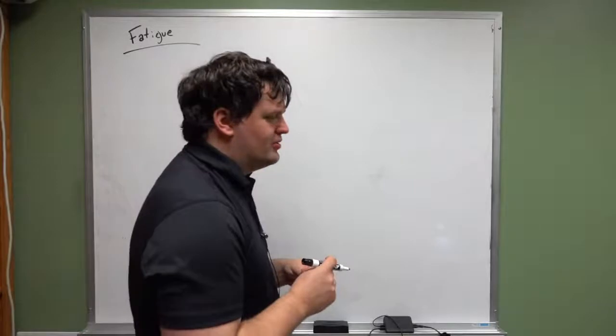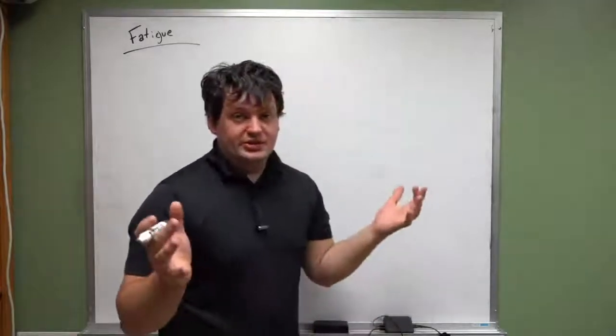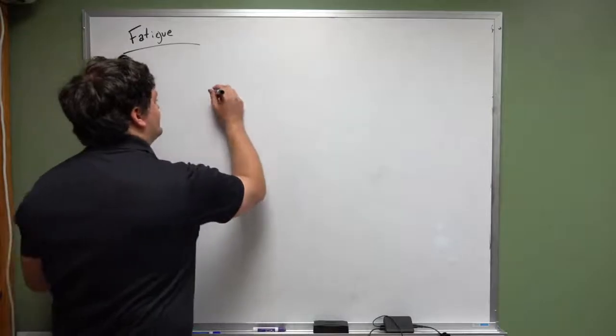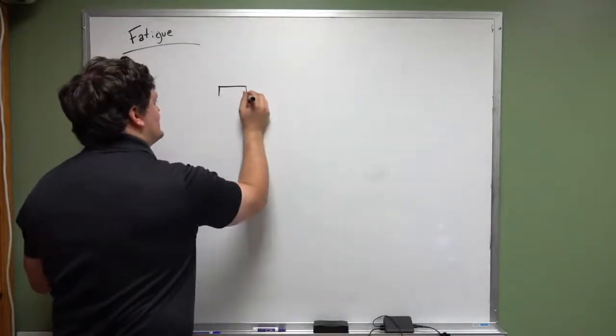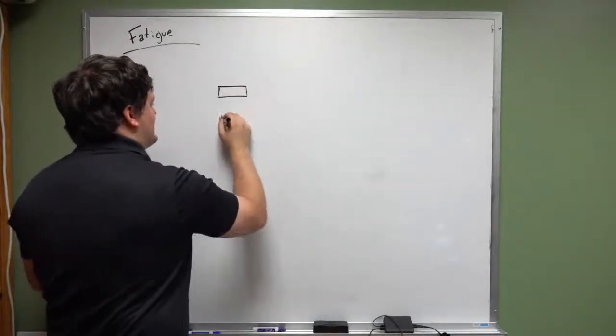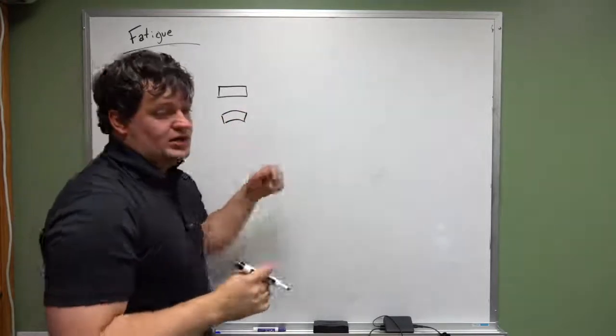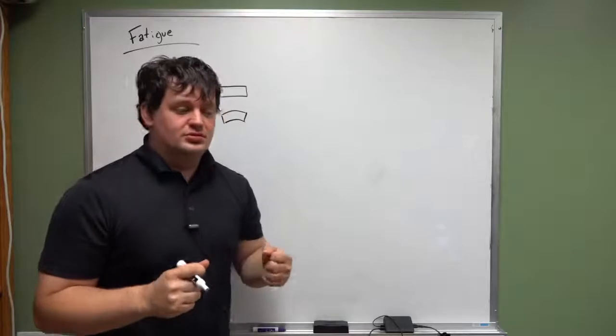We've talked about static failure. That was last week. In static failure, we know that if you take a bar and you bend it enough, eventually this bar is going to plastically deform.